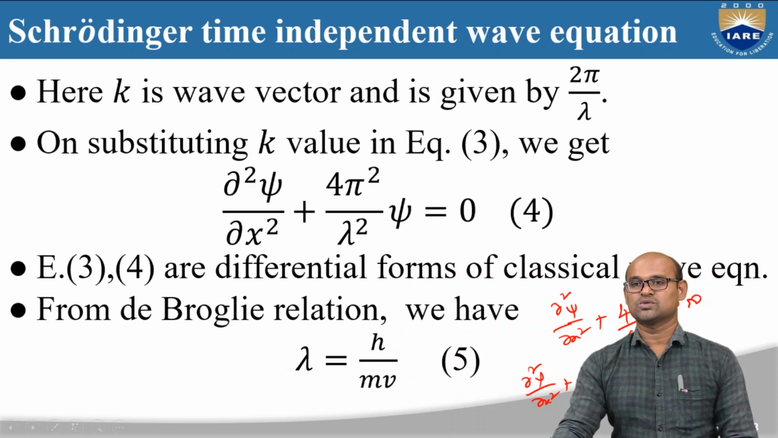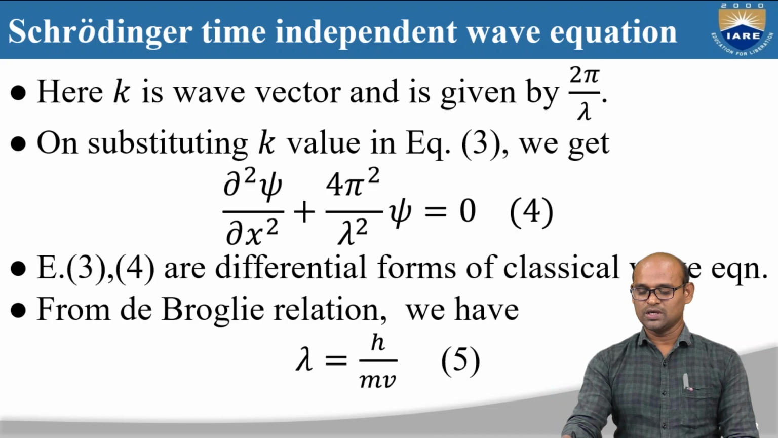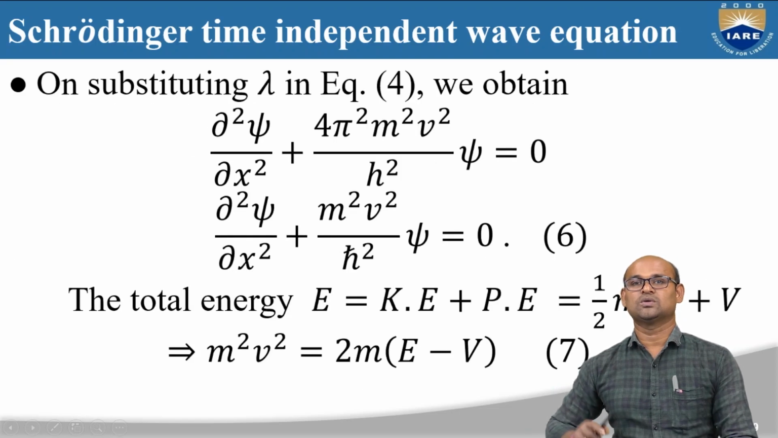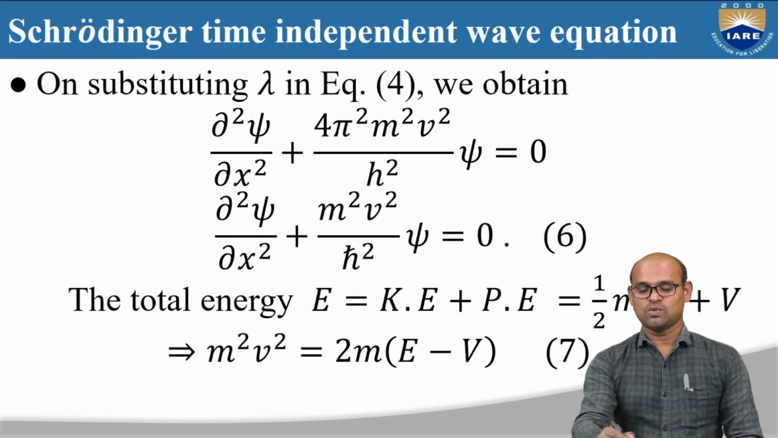Dou square psi by dou x square plus 4 pi square m square v square by h square times psi is equal to 0. Now we are going to substitute this m square v square using the total energy equation. So this is what we got.